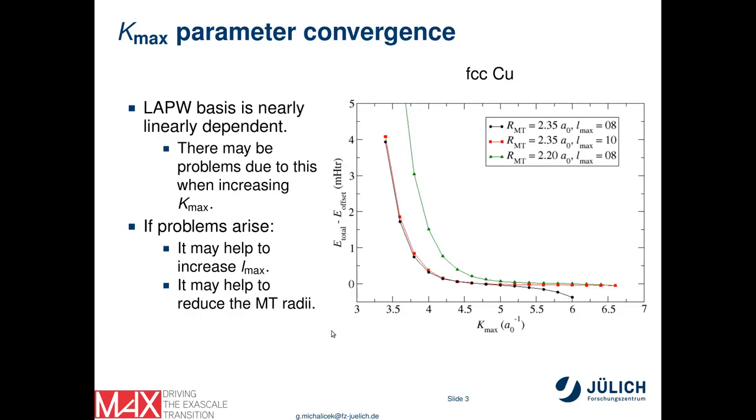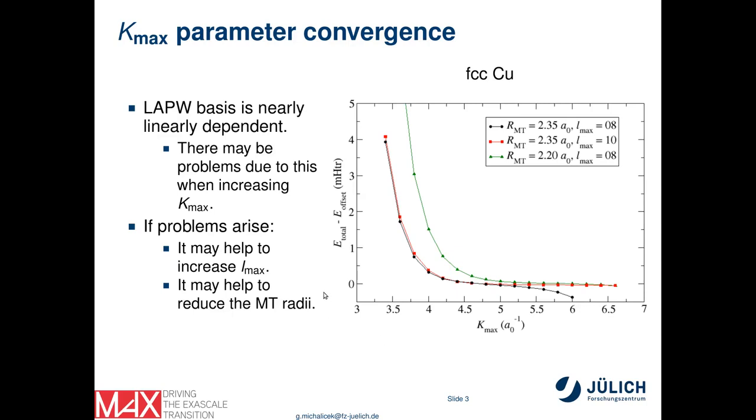It is the case because the LAPW basis is nearly linearly dependent. If we increase Kmax, at some point this linear dependence becomes numerically relevant, and then our overlap matrix becomes nearly singular, and then we end up in this regime where we get to lower and lower energies, and if we would increase Kmax even to higher values, we would get an error.